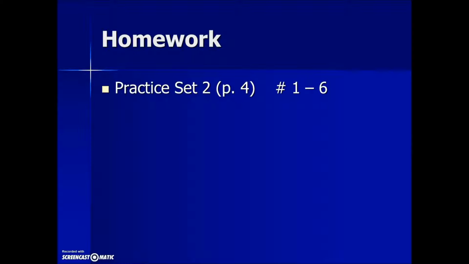Now ready for you to try some practice found in your textbook on page 4.